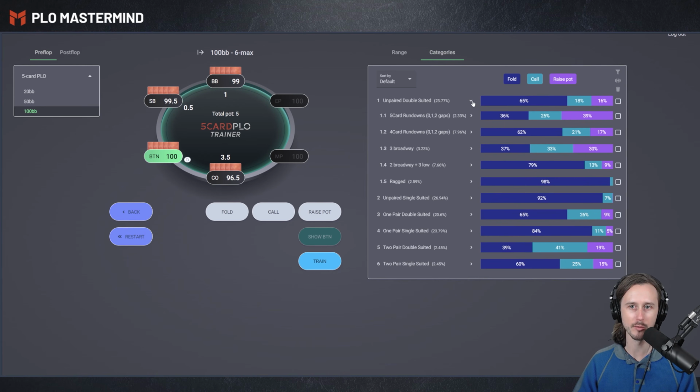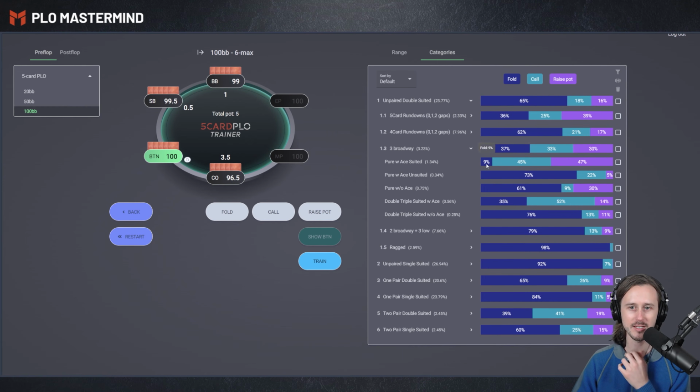For example, the unpaired double suited ones, if I open that one up, you will see that the 5-card rundowns are 3-betting the most, as well as the 3 Broadway cards. If I would open, for example, the 3 Broadway cards, you would see that from this category, the ones that we are 3-betting the most are the pure double-suited ones with an ace and the pure double-suited ones without an ace. And for the rest, we don't really 3-bet many of them.